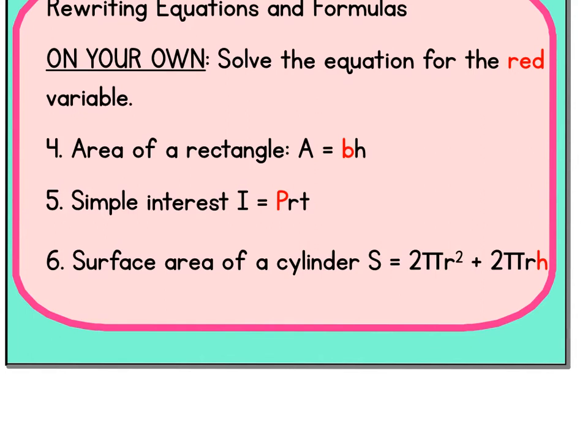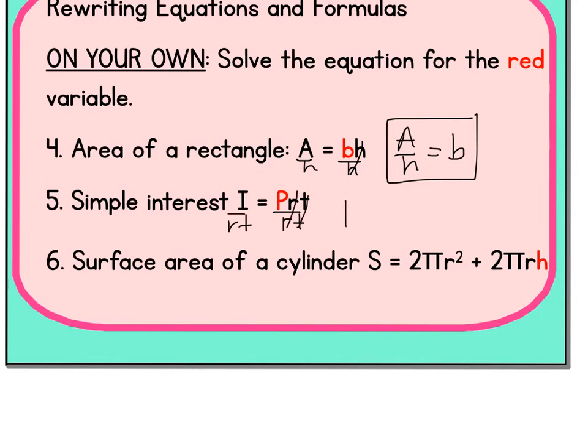In some cases, they're going to have you solve for a different variable than y. So here, to get that b by itself, I'm going to divide both sides by h, which leaves me with a over h equaling b. On the next one, we want to solve for p. Everything's connected by multiplication, so we undo it using division. These cancel off, and we're left with p equals I divided by r times t.